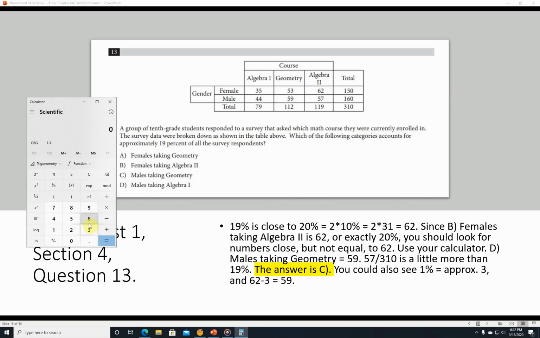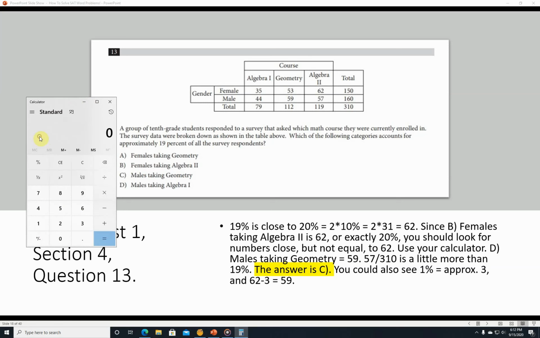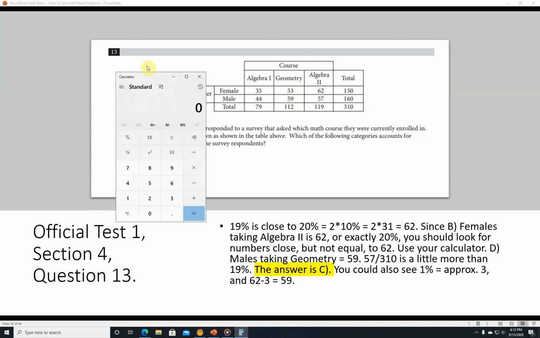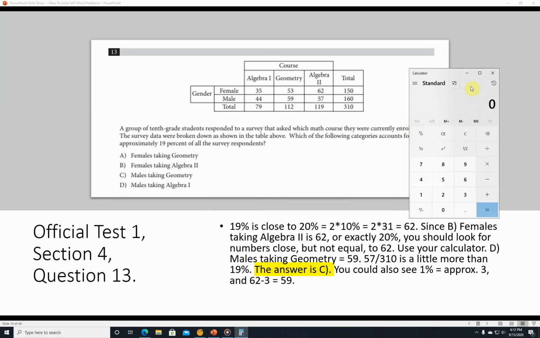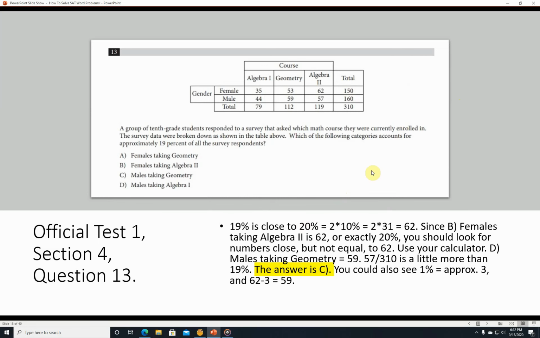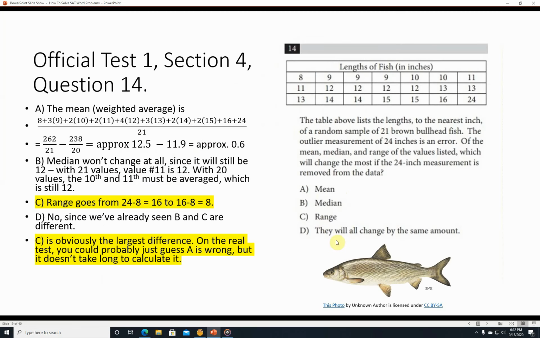I guess another way you could have done it is you could just go 310 times, you know what? Let's go back to the regular calculator. We'll go 310 times 19%, which is 0.19, 58.9. So again, it'd be 59. So there are a number of ways you can do that, especially if you're using a better calculator than the Windows calculator that I'm using right here. Okay, well, it's actually pretty good, but you have to switch back between standard and scientific, and it's just a little bit annoying.